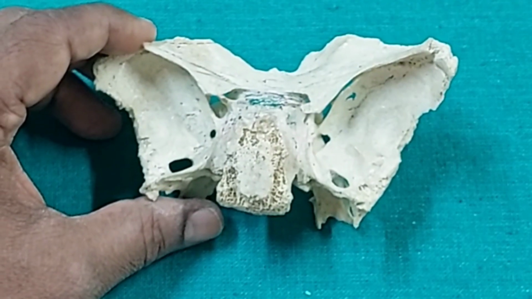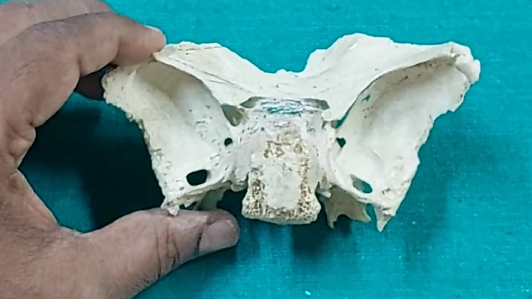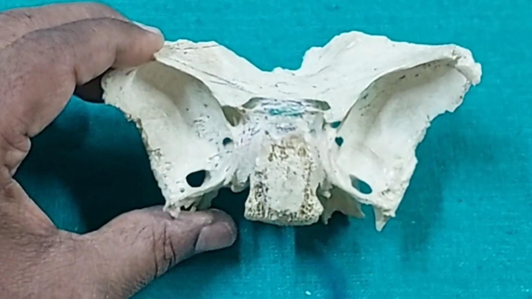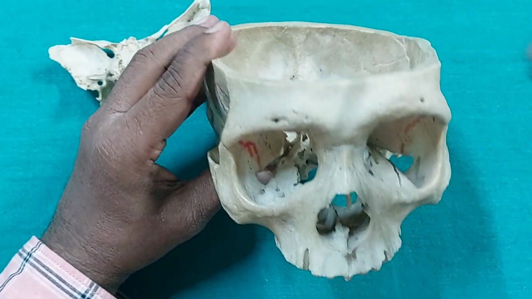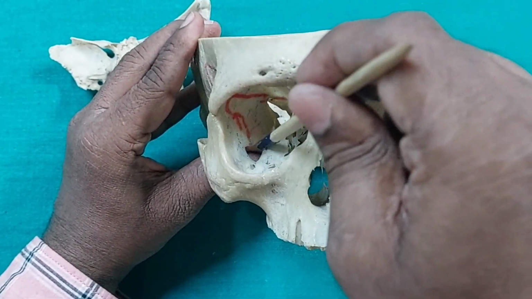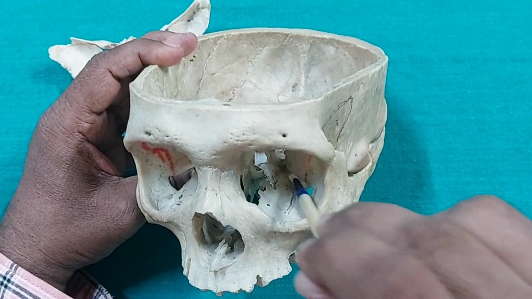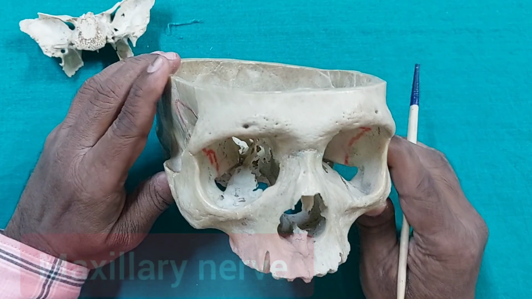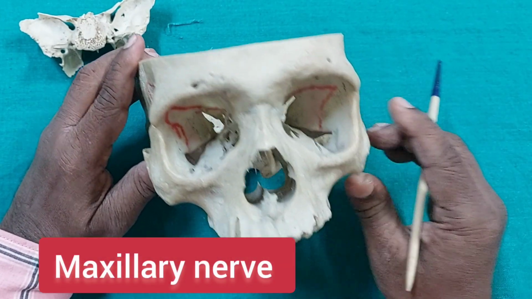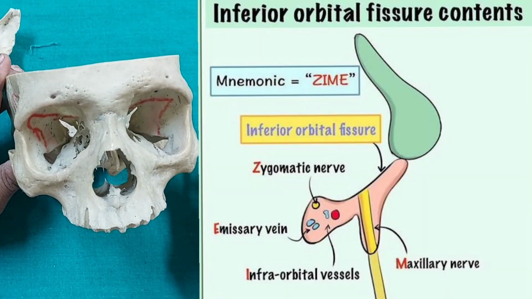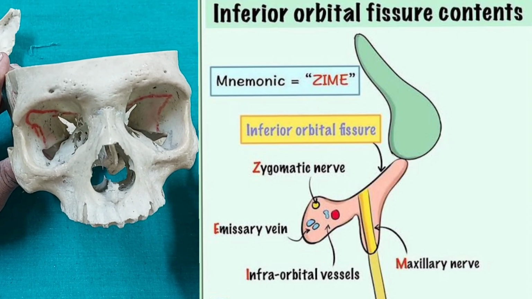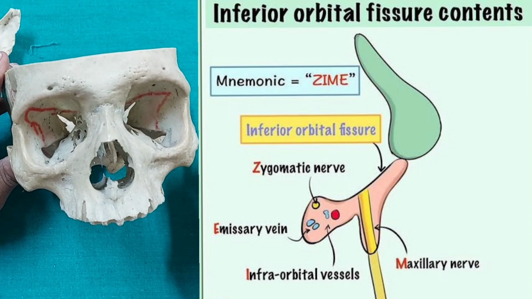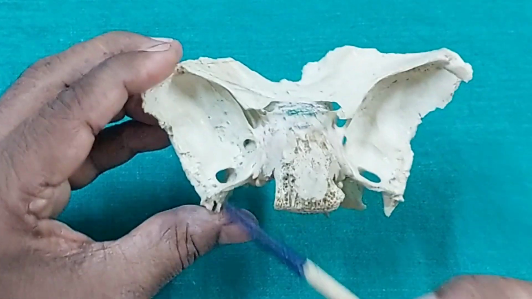And what are the structures passing through the inferior orbital fissure? Though it is not a fissure of the sphenoid, in this connection you may remember the structures passing through the inferior orbital fissure. The main structure is the maxillary nerve. Other than this, there are the zygomatic branch of the maxillary nerve, infraorbital vessels, inferior ophthalmic vein, and orbital branch of the sphenopalatine ganglion. Then come to the spine.